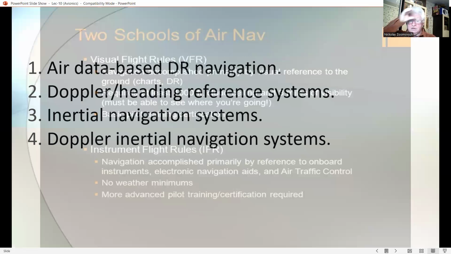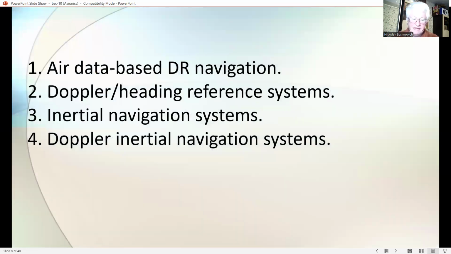In order of increasing accuracy, these are, first of all, air data-based DR navigation. The basic information used comprises the true airspeed from the air data computer, with wind speed and direction like forecast or estimate, and the aircraft heading from the attitude heading reference system, AHRS.